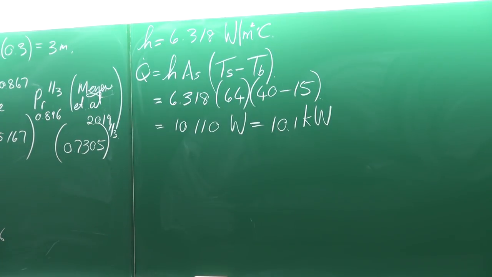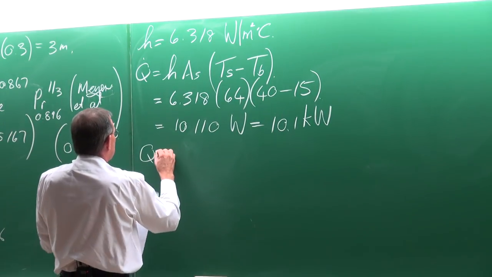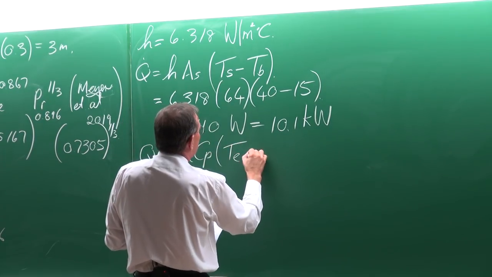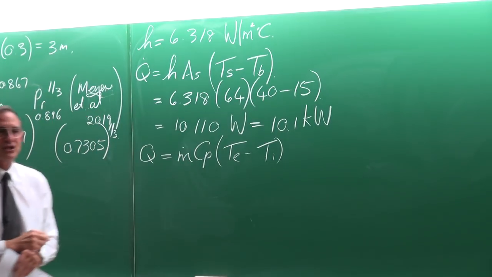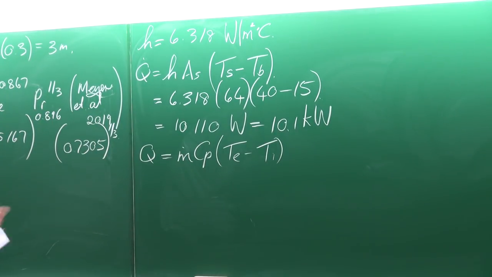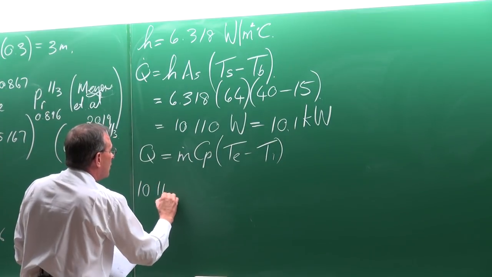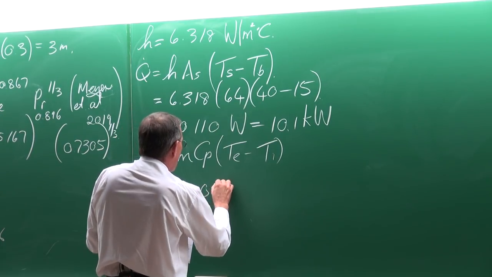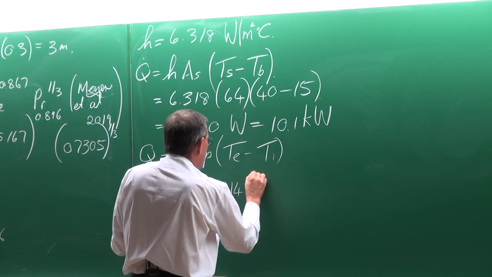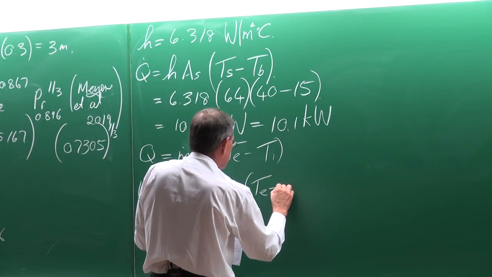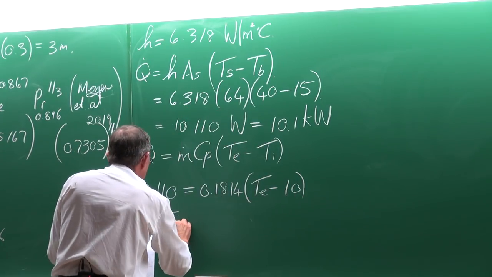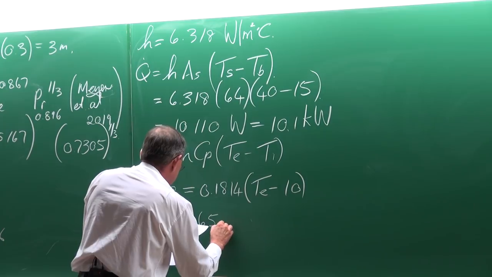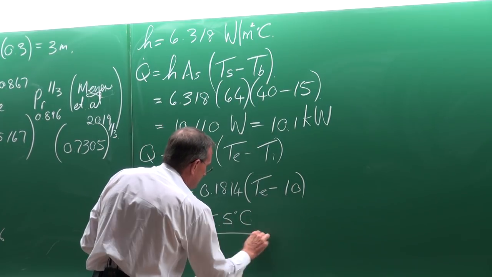And now that we know the heat transfer rate, we can calculate it by saying it is equal to the mass flow rate, Cp, multiplied by the outlet temperature minus the inlet temperature. We've got the heat transfer rate, which is 10.010, equal to the mass flow rate, 0.1814. Outlet temperature is what we want to determine. Inlet temperature is 10. So it gives us an outlet temperature of 65.5 degrees Celsius.